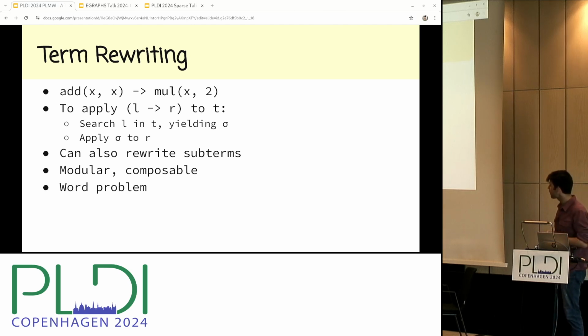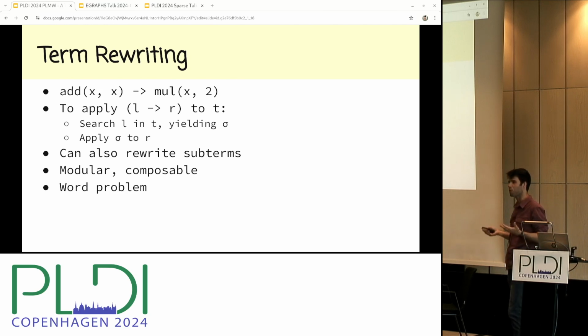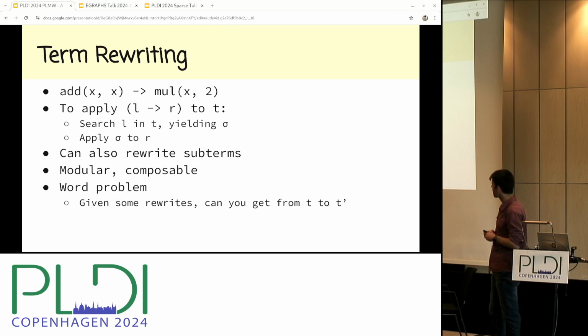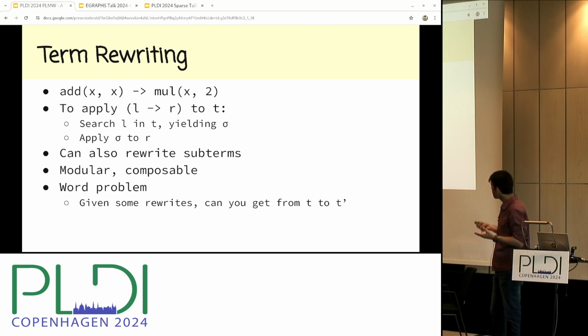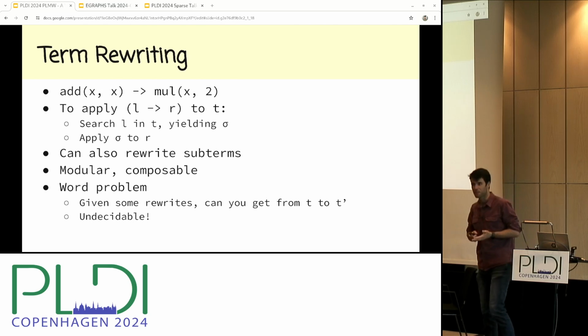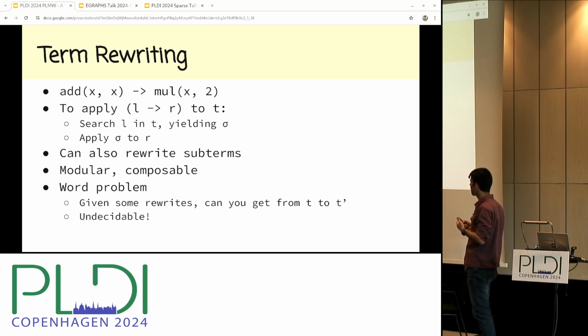Outside of optimization, it's also used in theorem proving to solve something called the word problem. If you're not familiar with that, it basically means, given some rewrites, can you get from some term t to some other term t prime? Okay, and that's undecidable. So what do we do? How do we actually approach this problem? Because your Z3s and all these other theorem provers, and in fact, inside your compiler, they're solving versions of this word problem all the time. So how do they approach that?